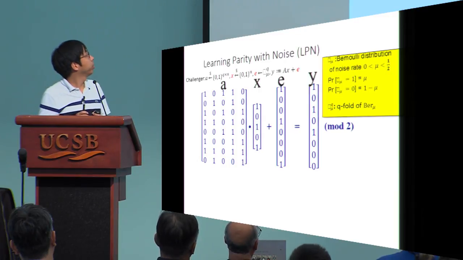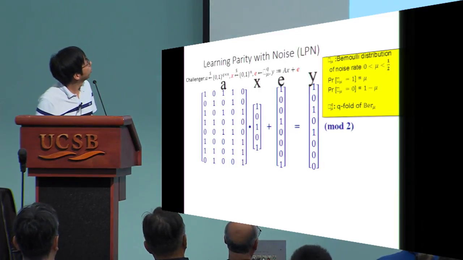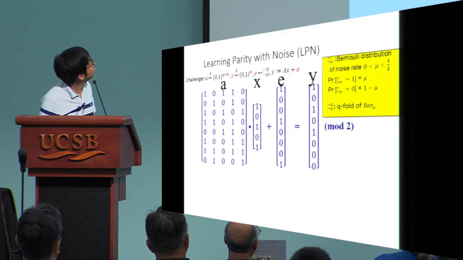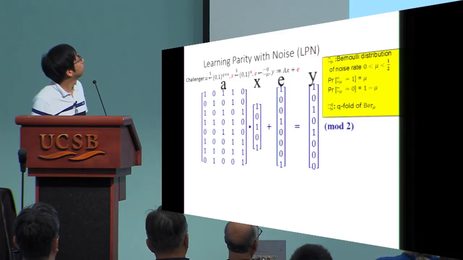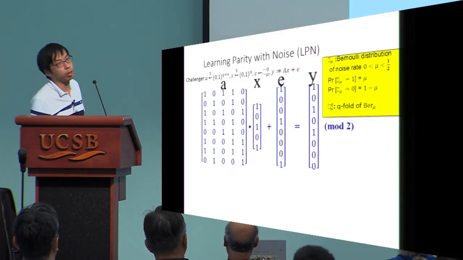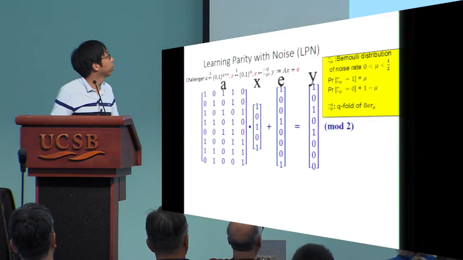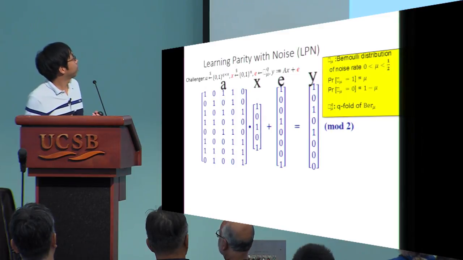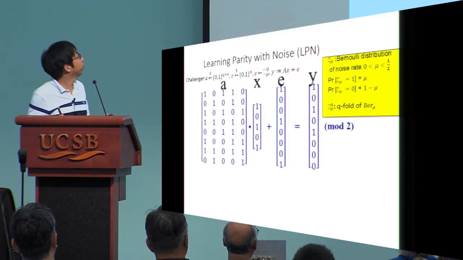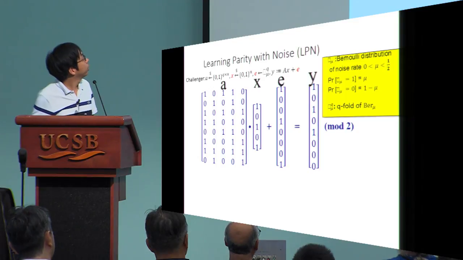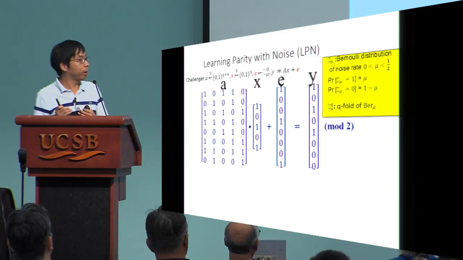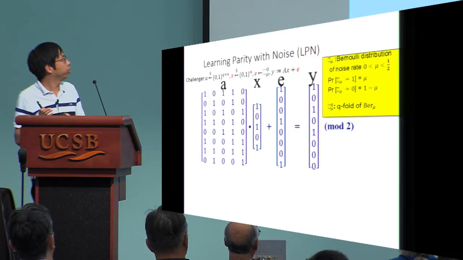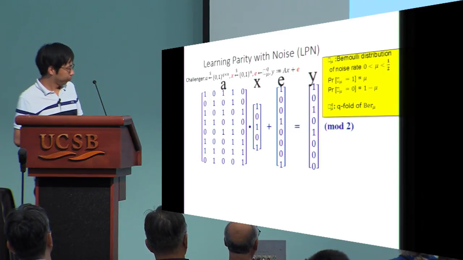And LPN is well known. I'm sorry, but this should be some kind of distribution. So this denotes the noise distribution. We sample the secret X and sample a random matrix, which is public. And we sample noise, where every bit is independently biased, and it's more biased to 0 than 1. The mu is the noise rate.